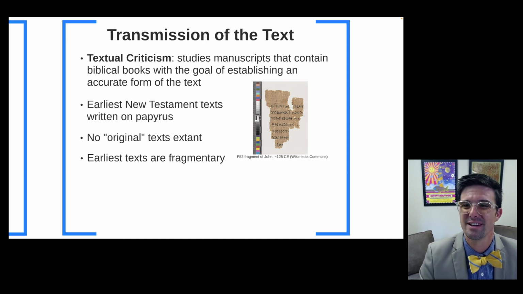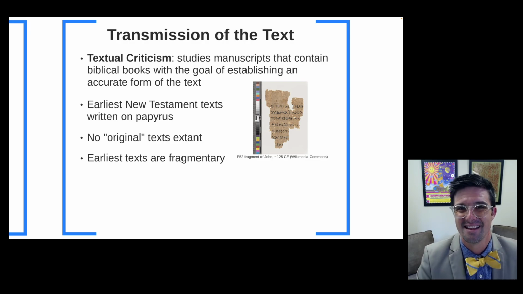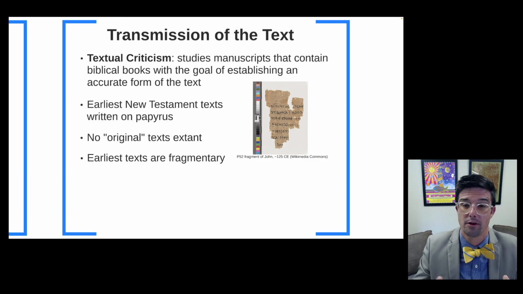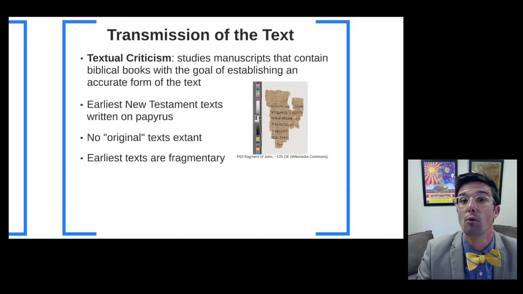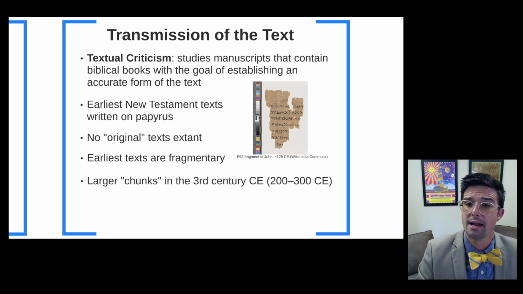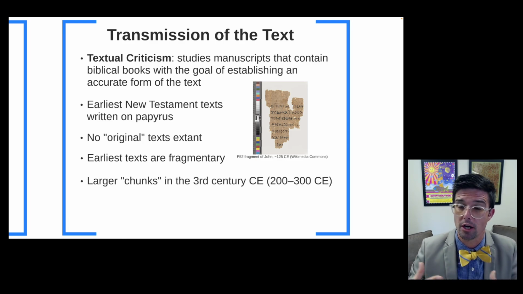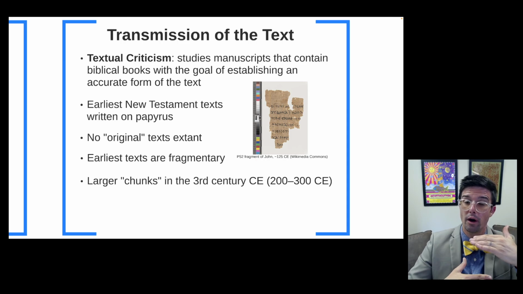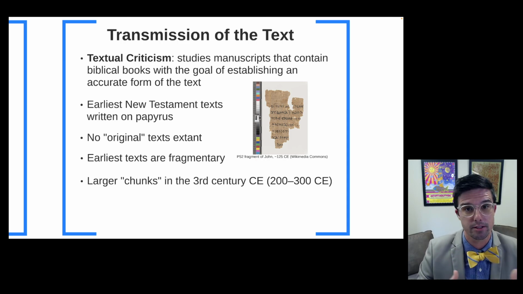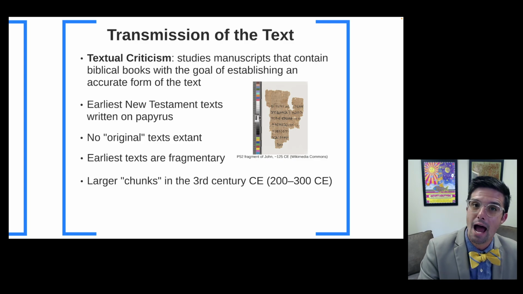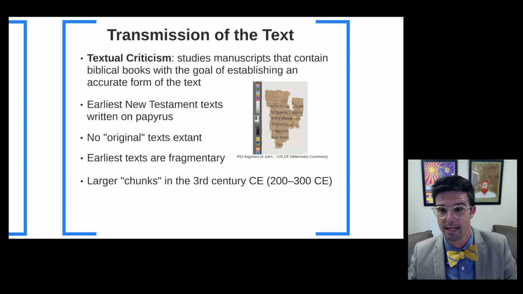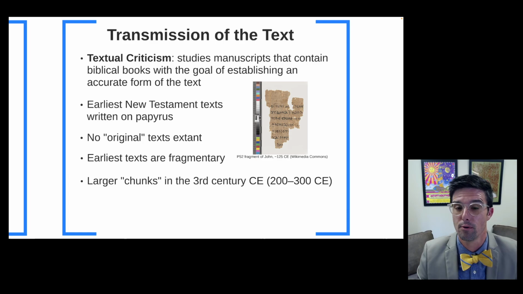So when we're in the early 2nd century, somewhere around 125 CE, if P52 is our earliest text, there's debate as to whether or not it is. The closer we get to the early 2nd century, the more fragmentary texts are, and we get larger chunks, more of a given gospel text, or more of a given Pauline letter or something like this, as we move forward in time, closer into the 3rd and 4th century.